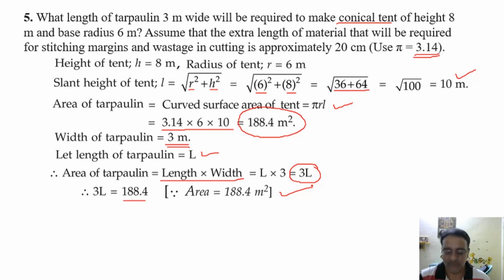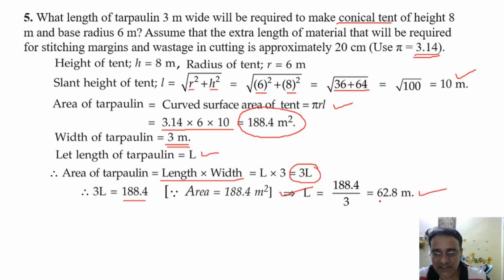Okay, so 188.4 is divided by 3. So what are we going to get? 62.8 meter. Now this is the length actually required for the conical tent. But this much length has been wasted, so we have to add these two. But we can't add directly.